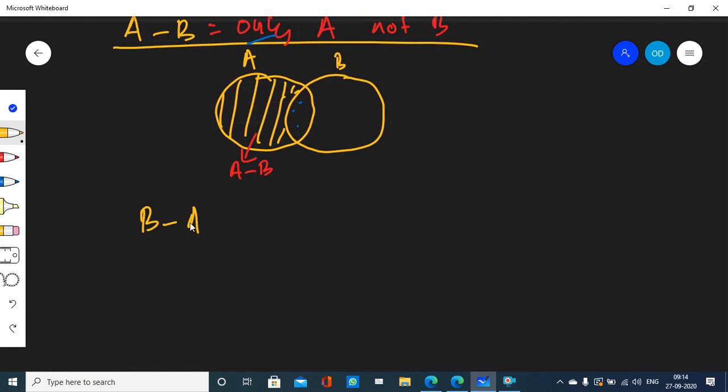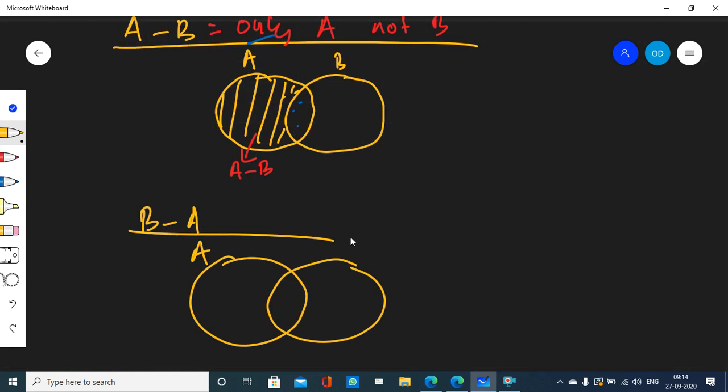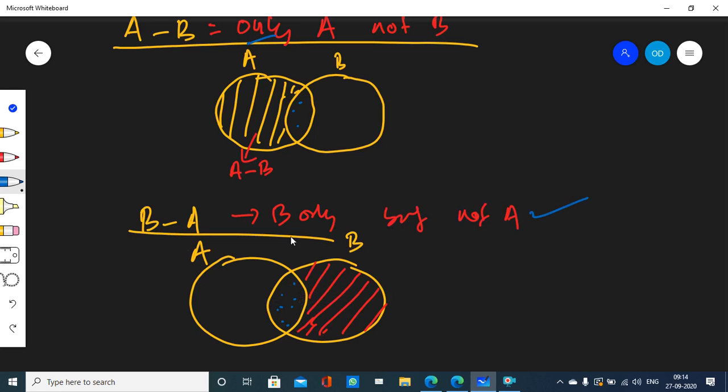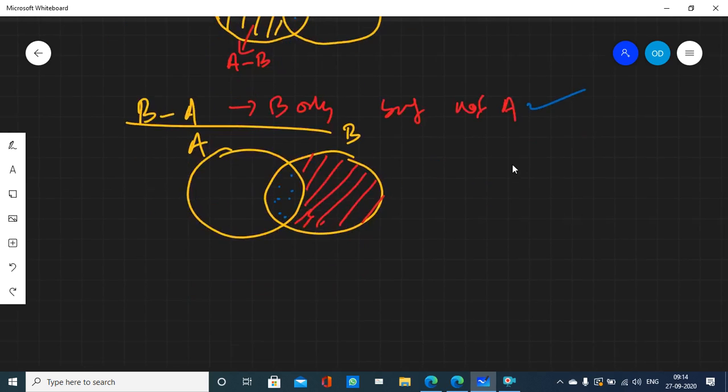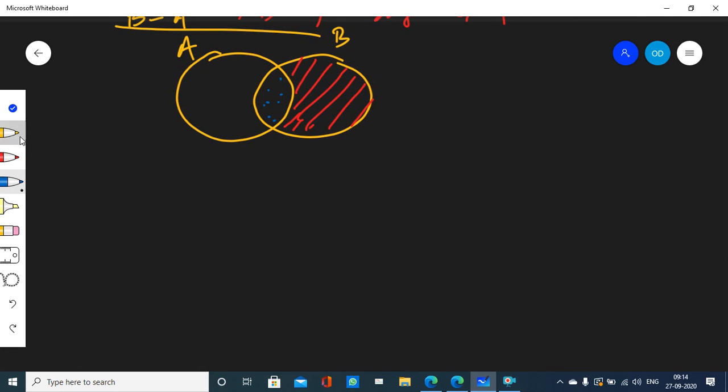Similarly, what is B minus A? This is set A, this is set B, and this region which encompasses all those elements that belong to B only but not A. B only but not A, right? Okay, because these elements, even though they belong to B but also they belong to set A, right? They are common elements of A B. So we are only interested in those elements which belong to B only, not A. Okay, so this is B minus A.